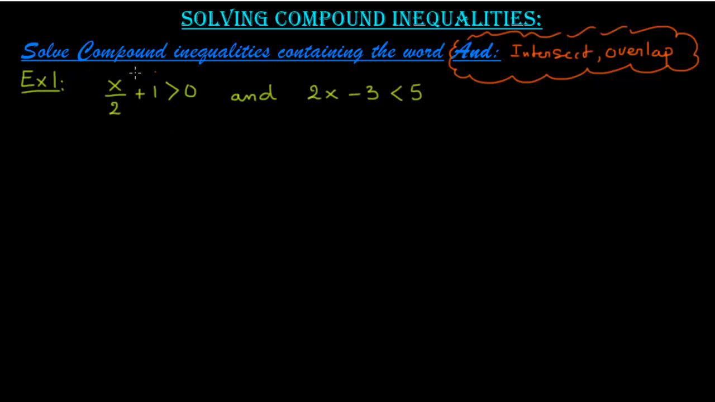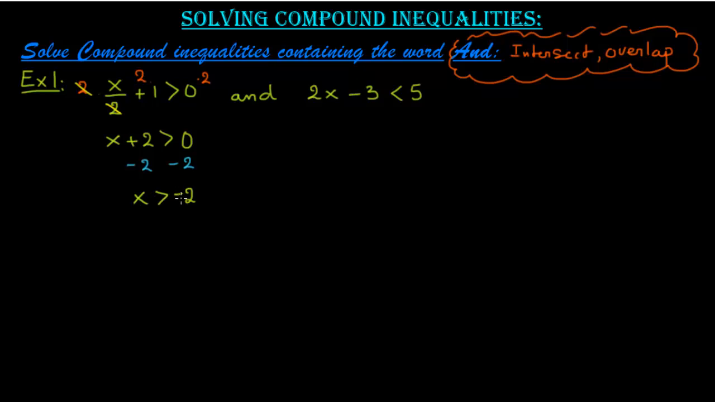So in the first inequality, we see a fraction. So what I can do is multiply all three terms by 2. So multiply by 2 for the fraction, for 1, and also for 0. So when you do that, the 2 and 2 will cancel out, giving us x plus 2 greater than 0 times 2, which gives 0. Then next we isolate the x, subtract 2 on both sides. So we will have x greater than negative 2.